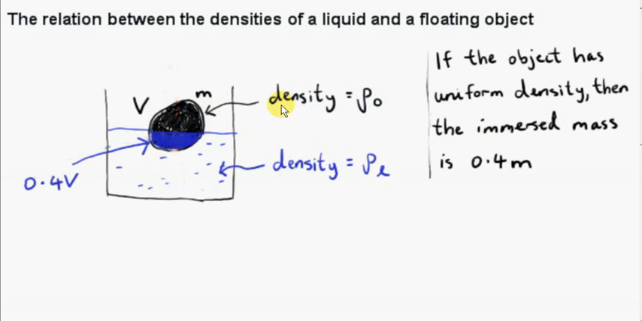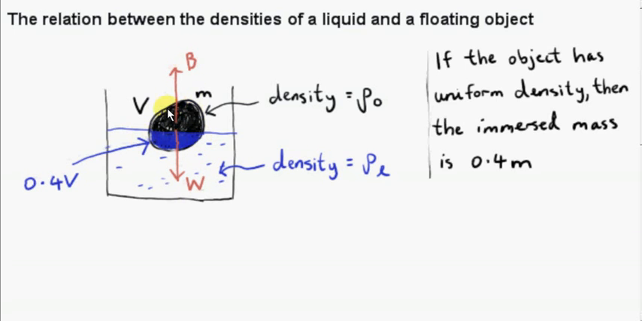But anyway, it turns out that we don't need this object to have uniform density. We're only interested in the fraction of the total volume that's immersed. This object is in equilibrium. Its acceleration is 0, so the resultant force on it by Newton's second law is 0. So its weight acts vertically down, as we know, and we have this other force acting up, the force on the object due to the liquid. It's called the buoyancy force. W is equal to B.